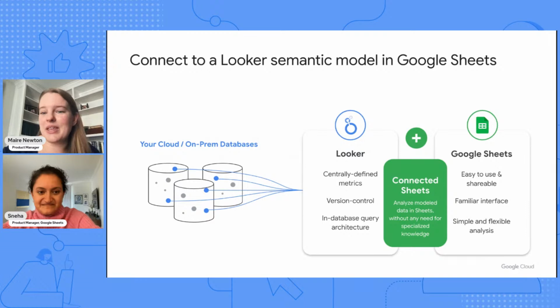And this is where Looker really comes in. So for those of you that aren't familiar with Looker, Looker is a BI and analytics platform that supports over 50 different SQL dialects and runs queries right within your database. It has a version-controlled semantic layer that can really act as a centralized single source of truth for defining your business metrics and data relationships. So by using connected sheets and Looker together, what you're able to do is really bring modeled multi-cloud data from Looker right into the Google Sheets spreadsheet interface.